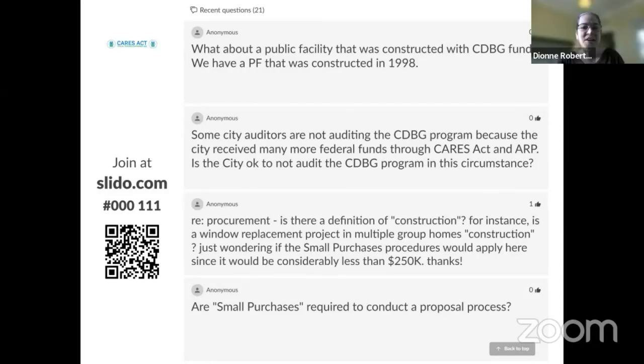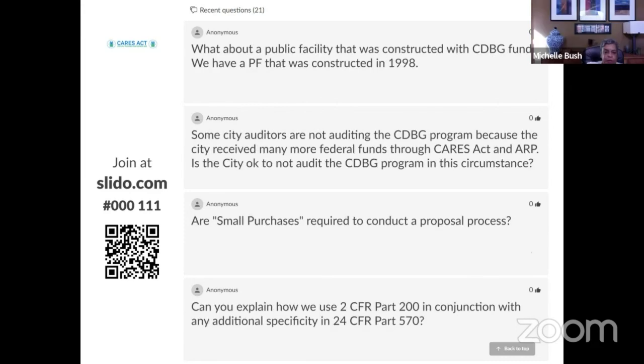Okay. The one thing I would add on that one just quickly, however, because they were asking about construction, is if it is a construction activity, then obviously sealed bid will come into play there. So even though it might be below the $250,000 simplified acquisition threshold, construction projects are subject to the sealed bid process.